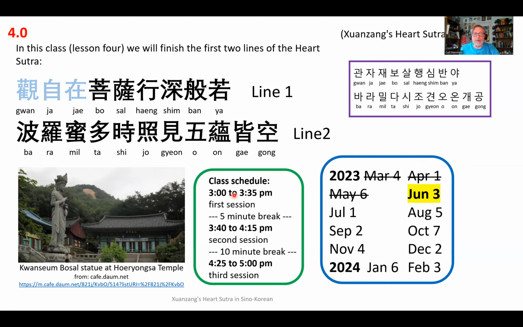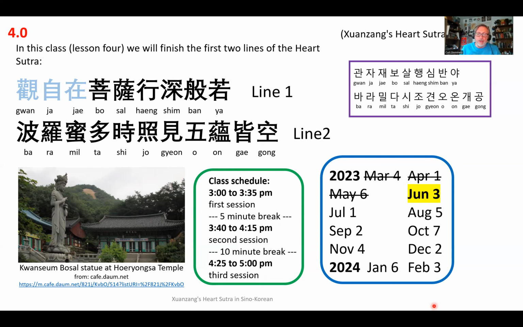And also, just as a reminder, our schedule. Oops, see what I did? The arrow keys are right next to the control key, and I use the control key to emphasize, and sometimes I miss, and I hit one of the arrow keys, which goes through the slides. Anyway, the schedule today is from 3 to 3:35 if you're on the East Coast of the United States. It's the first session, then we'll have a 5-minute break, and then we'll have another 35-minute session until 4:15. Then there'll be a 10-minute break, and we'll have a final session going until 5 for a total of 2 hours. And today is June 3rd. This is the 4th class. I'm starting to cross these off as we go along. Our next meeting will be on Saturday, July 1st.